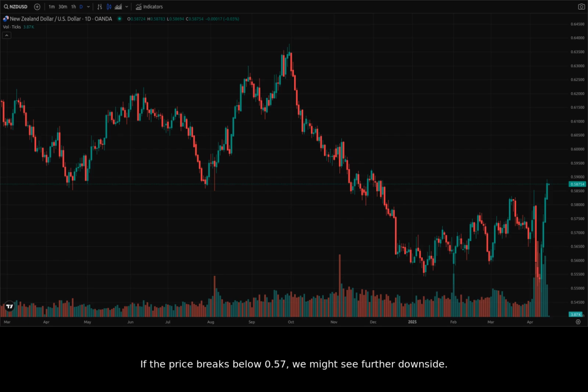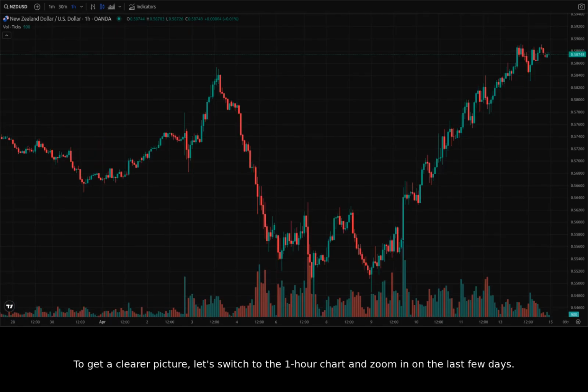If the price breaks below 0.57, we might see further downside. If it breaks above 0.60, there might be some bullish momentum. To get a clearer picture, let's switch to the 1-hour chart and zoom in on the last few days. Here, we can see more short-term fluctuations. The price has been consolidating recently with some small pumps and dumps.